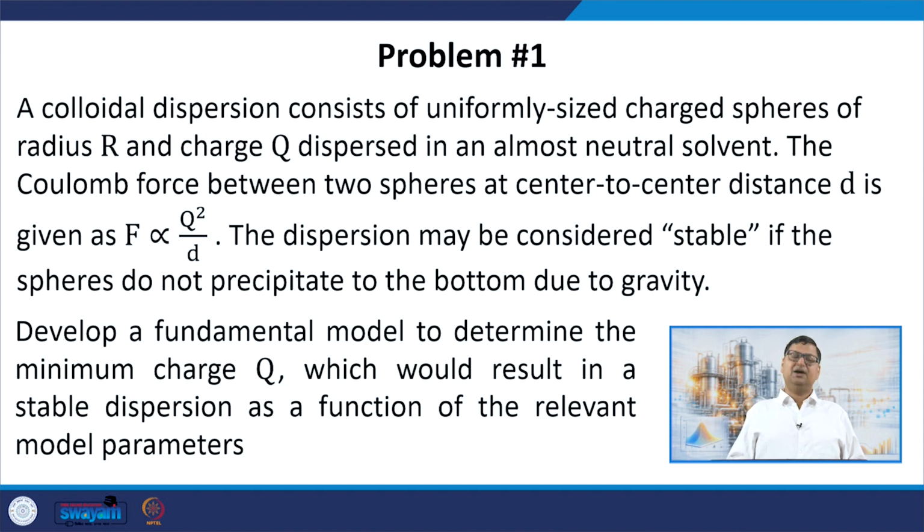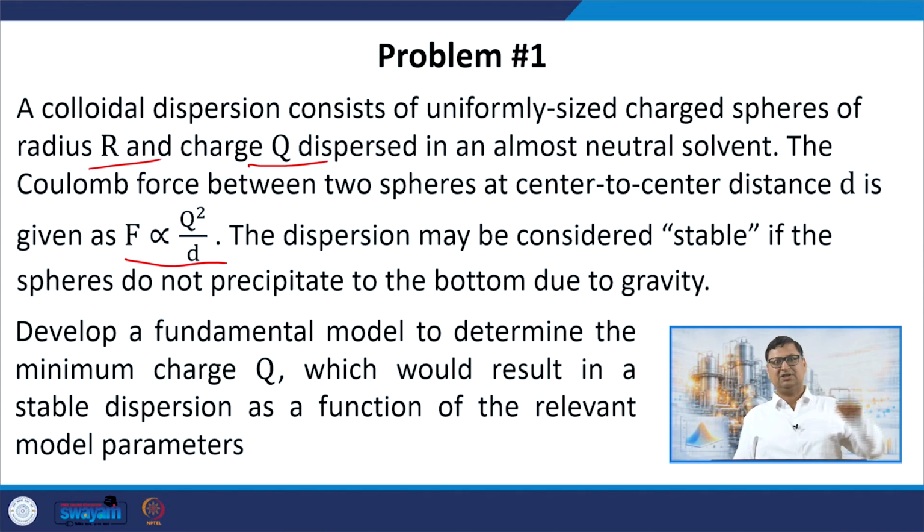So, in this problem, we have a colloidal dispersion consisting of uniformly charged spheres of a certain radius r and a certain charge q, dispersed in an almost neutral solvent. The Coulomb force, that is the electrostatic force between the two spheres at center to center distance d, is given by F proportional to q square by d. The dispersion may be considered stable if the spheres do not precipitate to the bottom due to gravity.